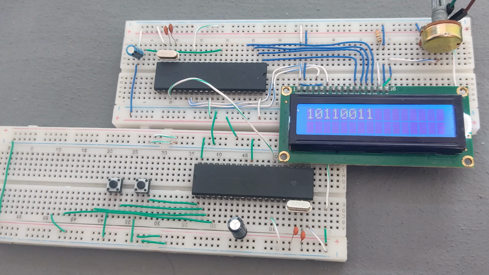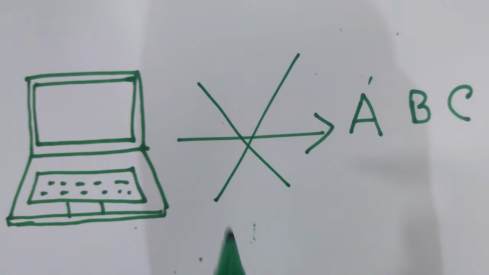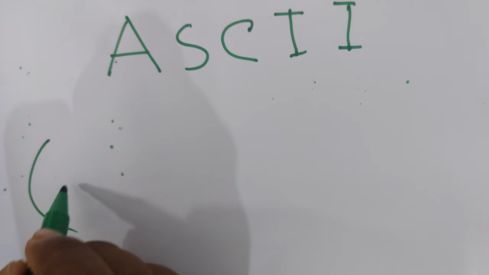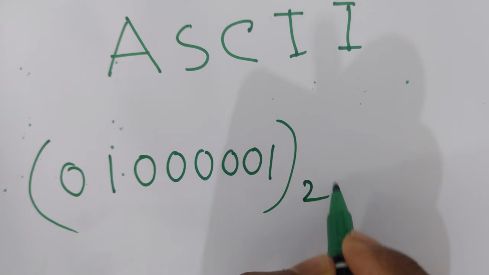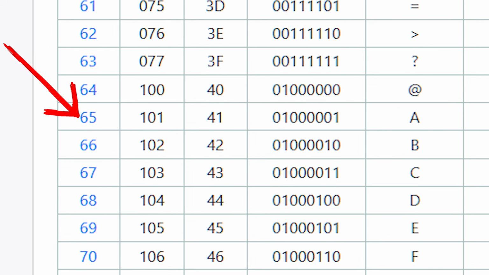Now that we can send a byte, we can send meaning. Computers don't understand letters, they understand numbers. ASCII assigns numbers to characters. For example, binary 01000001 is 65 in decimal, and 65 means A in ASCII.